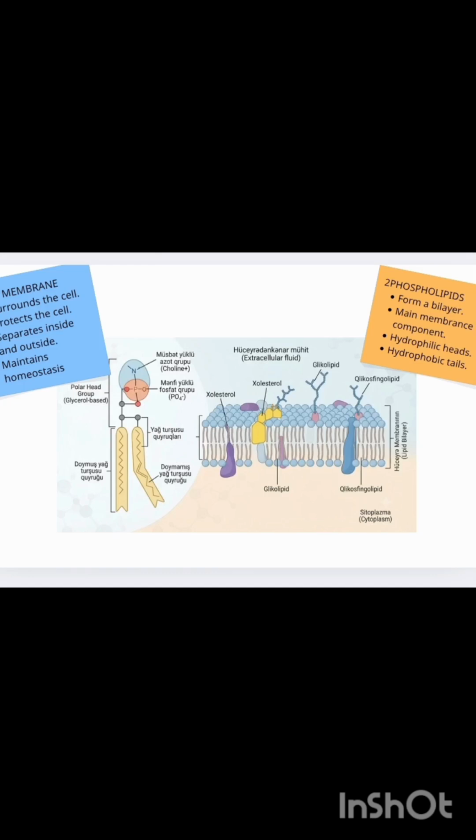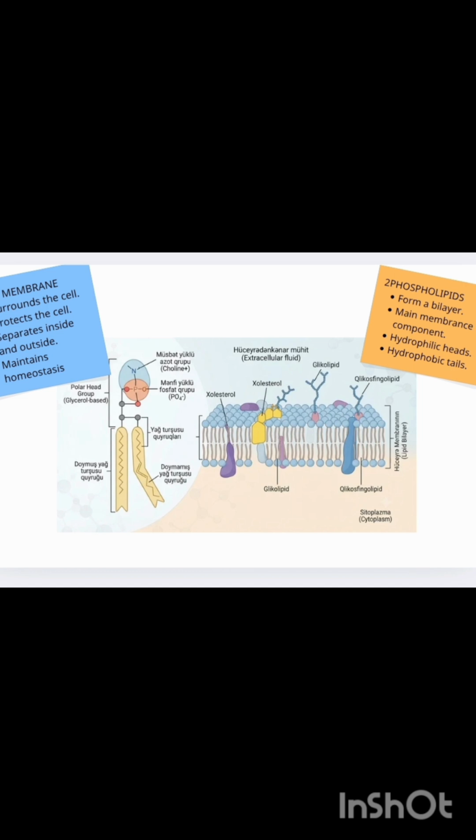Everyone, today I want to talk about the cell membrane, also called the plasma membrane. The cell membrane is a thin and flexible layer that surrounds every cell. It protects the cell and separates the inside of the cell from the outside environment. It also controls what enters and leaves the cell. Because of this, we call it a selectively permeable membrane.